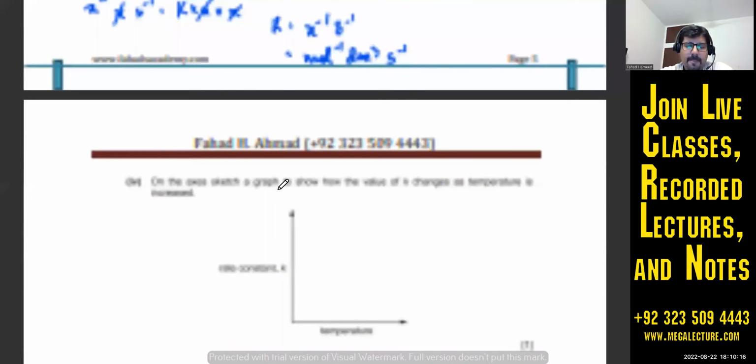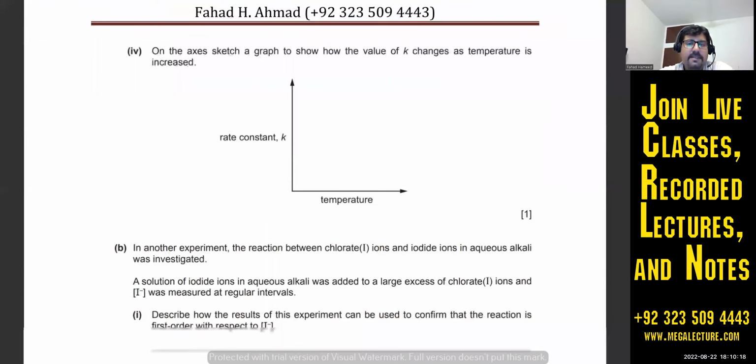Last time, we also discussed what happens when temperature increases: the value of K also goes up.